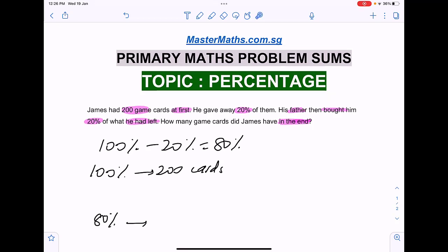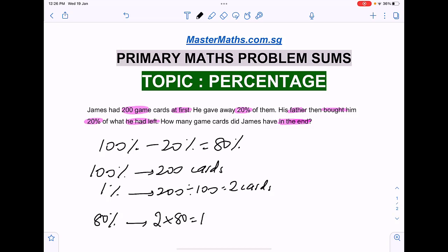This is like units. 100 units, 200 cards. What is 80 units? So we can find 1 unit first, or 1% first. 200 divided by 100, 2 cards. And we can jump to 80%. So 2 times 80, that will be 160 cards. Alright, this is what he's left with.